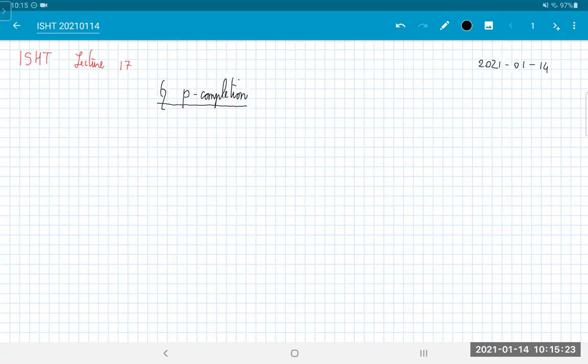Today we are going to do another example of Bousfield localization, and a rather important one at that. That's called p-completion. So let p be a prime number. We let S mod p be the cofiber of the multiplication by p map.